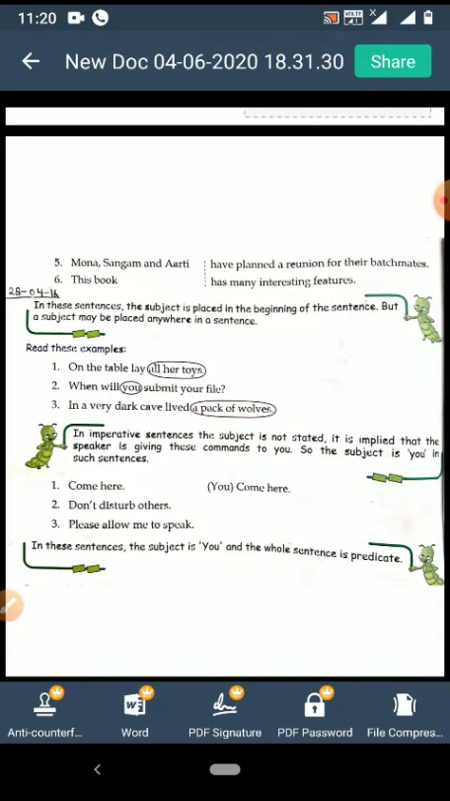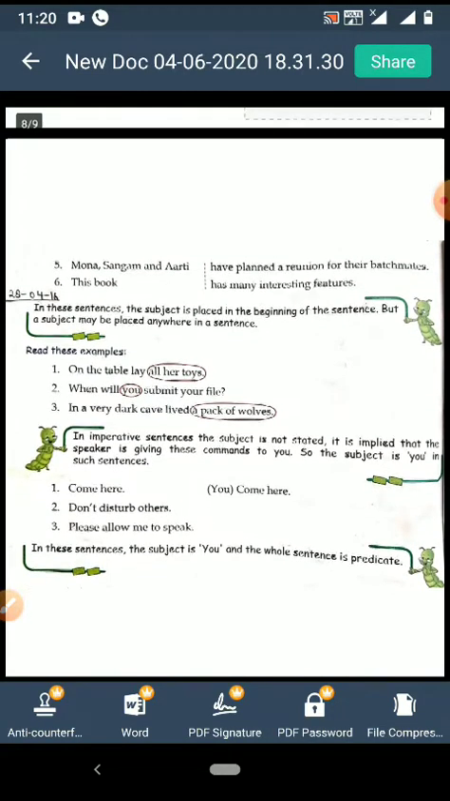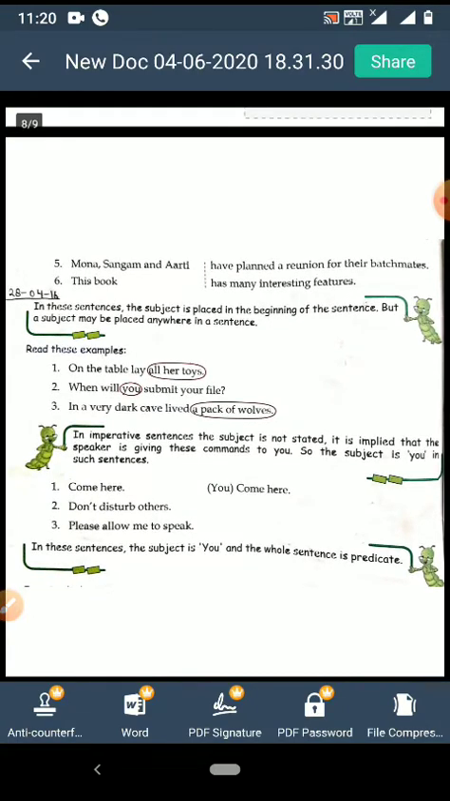Next example, number 5. Mona, Sangam and Aarti have planned a reunion for their batchmates. Now, who have planned a reunion for their batchmates? Answer would be Mona, Sangam and Aarti. So, that is the subject, while have planned a reunion, that is the action done by them, is the predicate.